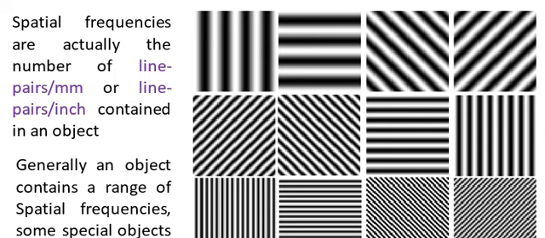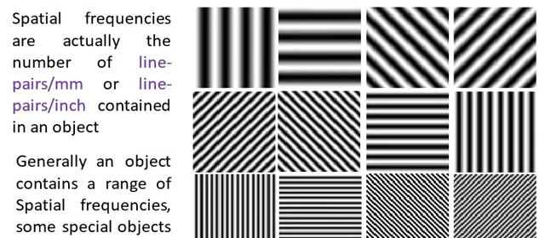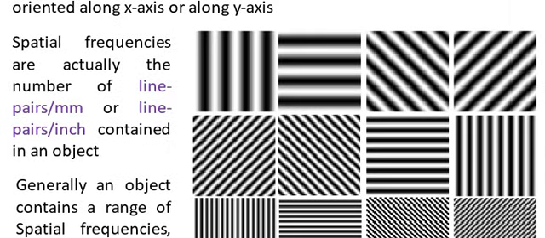In the first row the spatial frequency is the lowest. In the second row the spatial frequency is slightly higher. In the third row the spatial frequency is relatively higher, and the last row contains the maximum spatial frequencies contained in the object. So we have these 4 rows, which are actually 16 objects. Let's read about these objects.